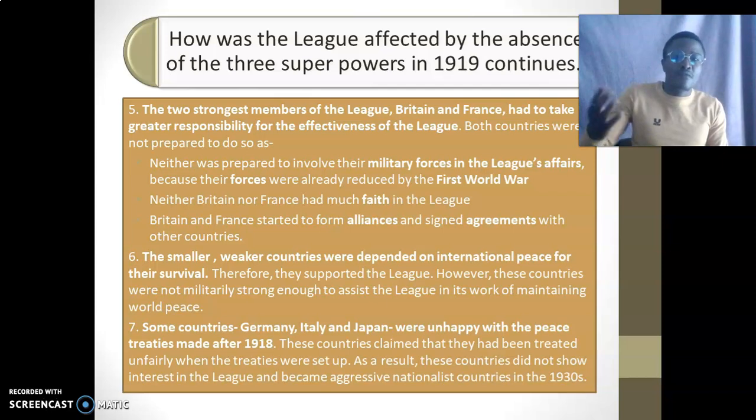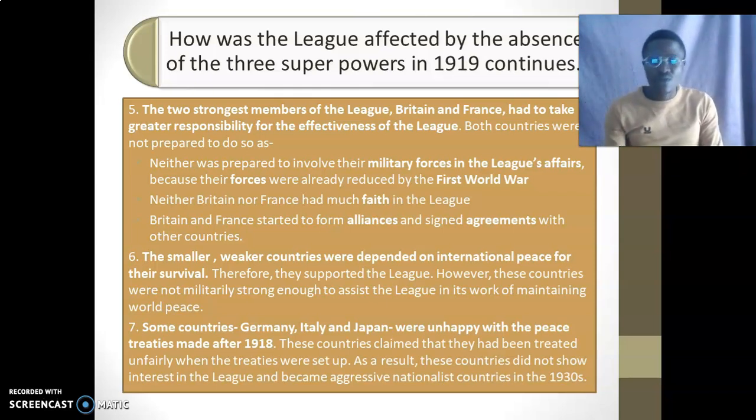Neither Britain nor France had much faith in the League. Britain and France started to form alliances and signed agreements with other countries. The smaller, weaker countries were dependent on international peace for their survival, therefore they supported the League. However, these countries were not militarily strong enough to assist the League in its work of maintaining world peace.